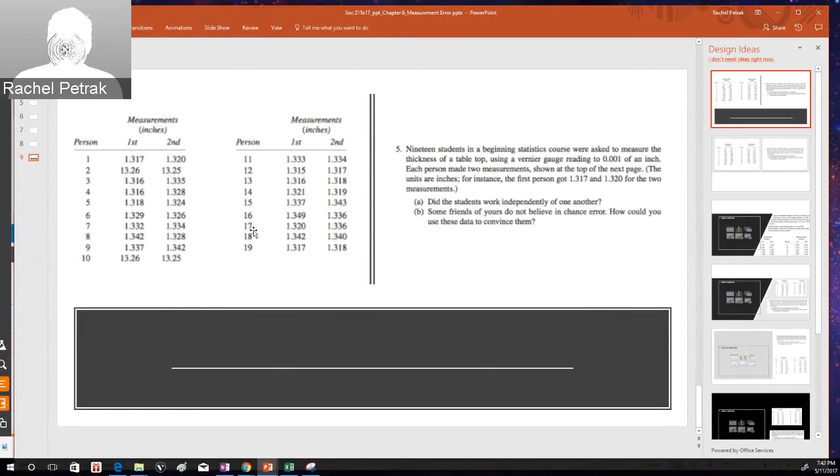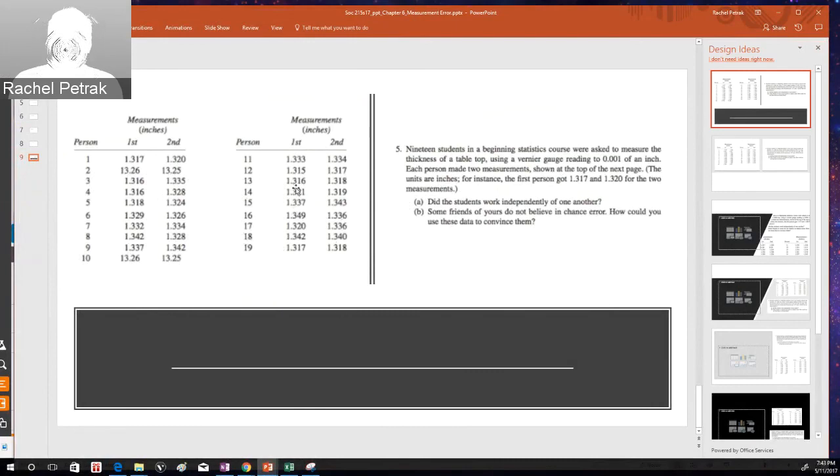Now we have part B. Some friends of yours do not believe in chance error. How could you use these data to convince them? Well, we could simply point out how nobody got the same answer both times. Even the same person measuring twice had some variation in their measurement each time. And that's due to chance error.